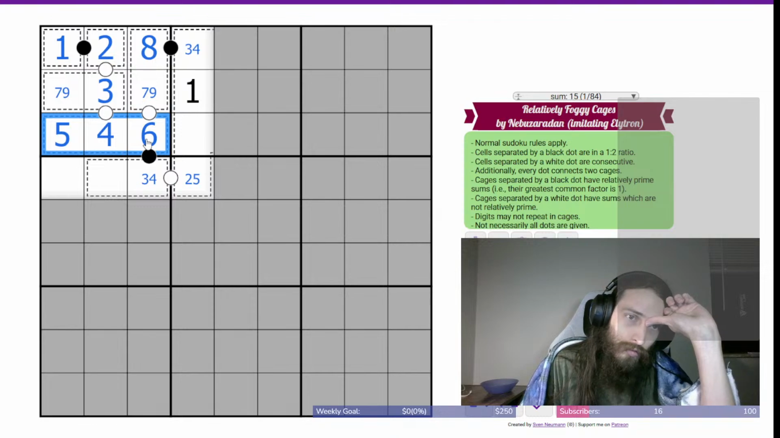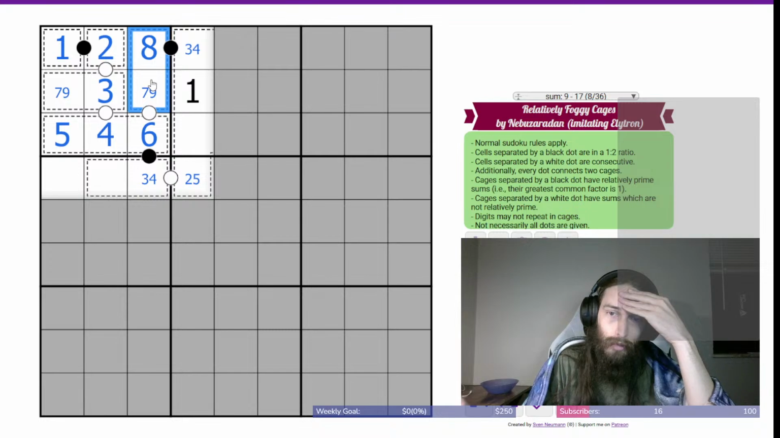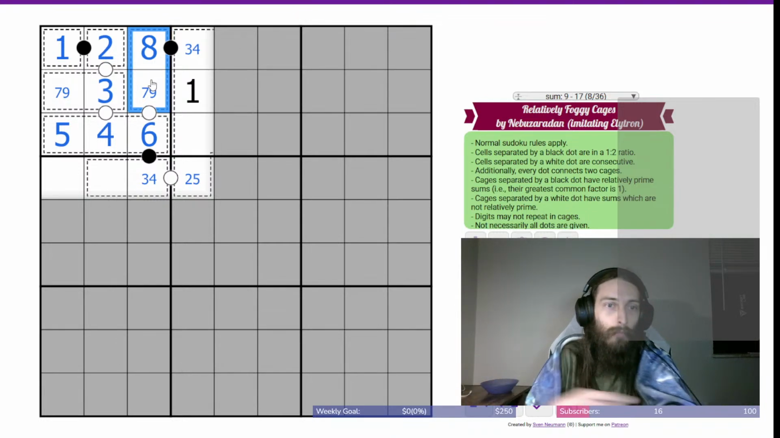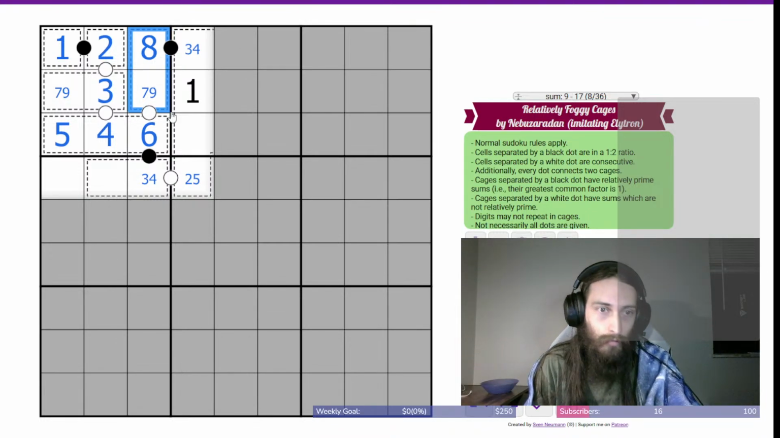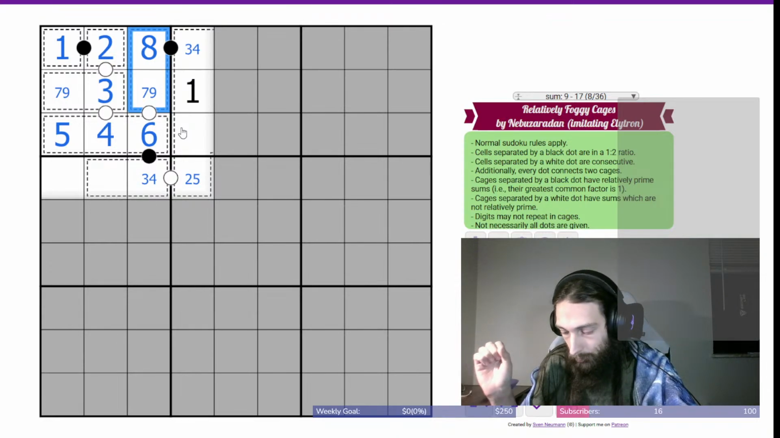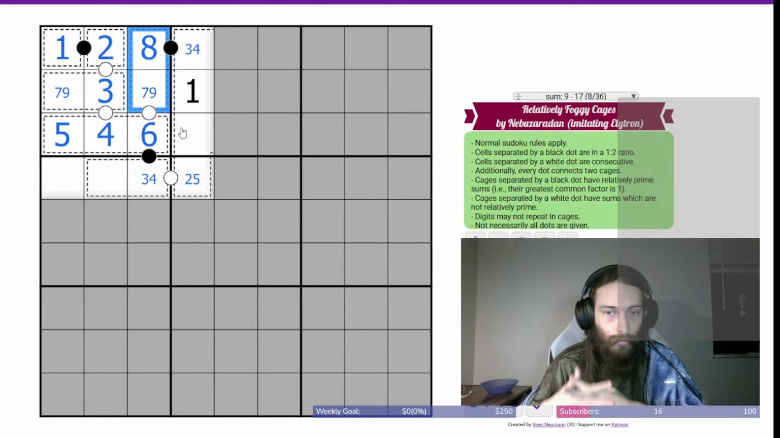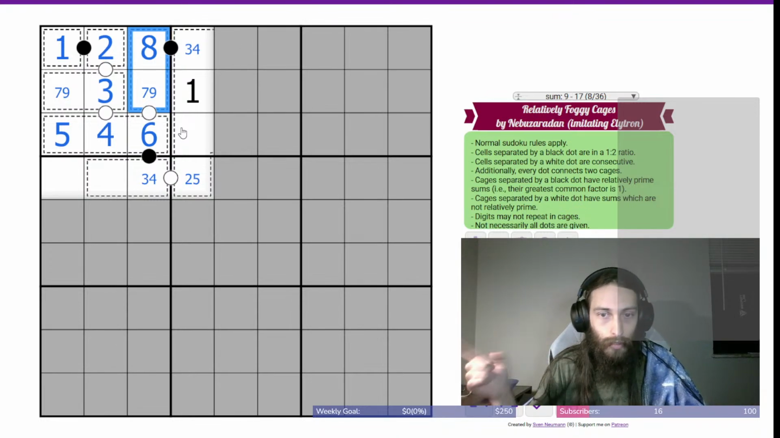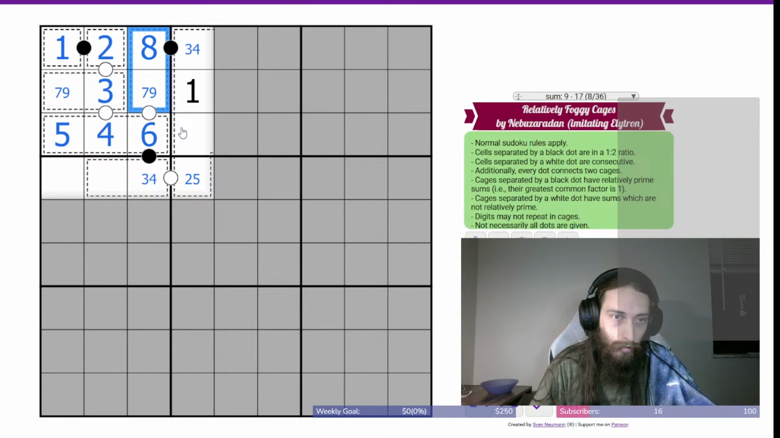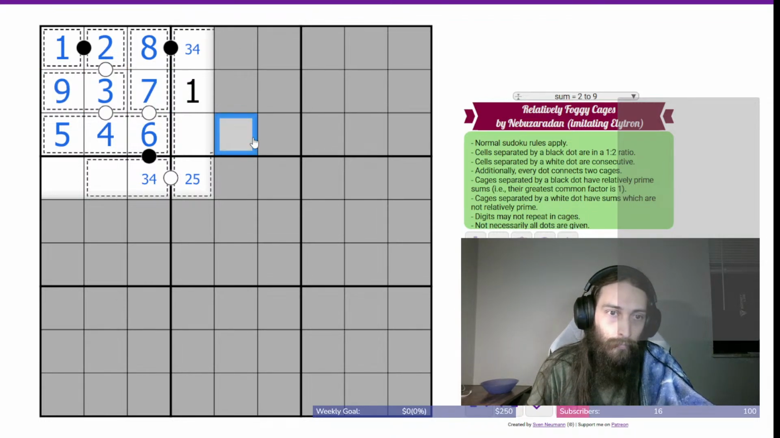So this is 15. And 15 and 15 is clearly coprime, but 15 and 17 is not. Or excuse me, not coprime. Coprime means that they're relatively prime. 15 and 15 have a greatest common factor greater than 1. But 15 and 17 are coprime or relatively prime, and so this is going to have to be a 7 and a 9.